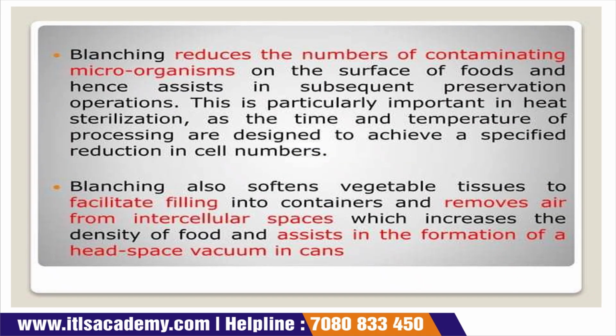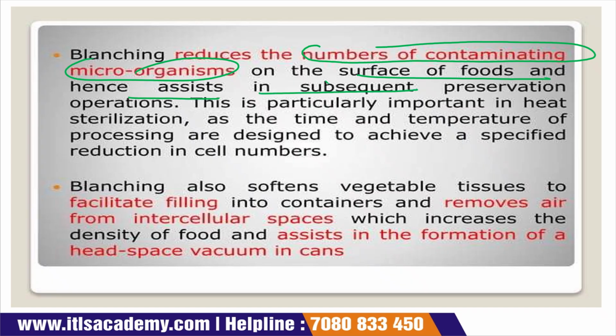Blanching reduces the number of contaminating microorganisms on the surface of the food and hence assists in subsequent preservation. Blanching not only inactivates the enzyme, but it also reduces the number of microorganisms present in the food product that are responsible for spoilage, because here we apply heat, so heat kills those microorganisms. This is particularly important in heat sterilization, as the time and temperature of the processing are designed to achieve a specified reduction in cell numbers.